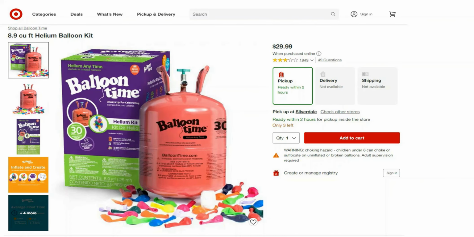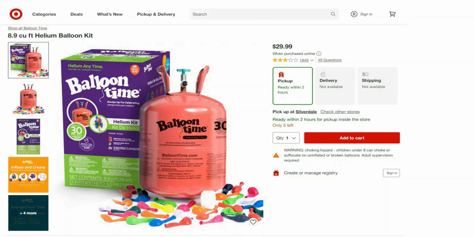All right, so let's talk about how you are going to get the helium that you're going to need to fill your balloon. One option is to just go, and if you go to Target or any other kind of website, you can find they have these disposable helium tanks that you can buy that are designed for mostly kids' birthday parties.